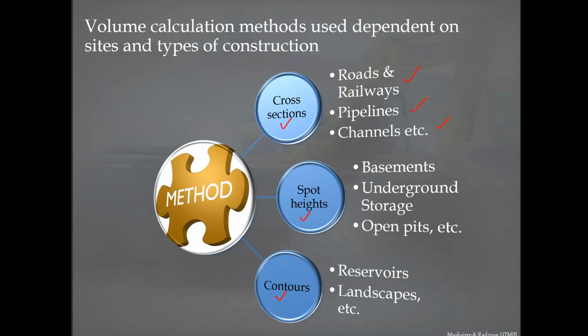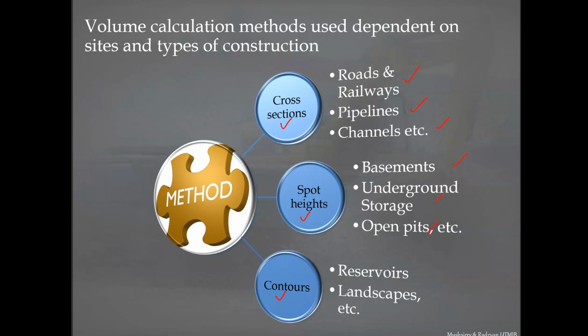If the construction is localized, say a shopping center, a tank, underground storage, or open pits, like a basement, probably storage or open pits, so it's a localized construction, then the spot heights method might be the best solution, the best method to use to calculate the volumes.